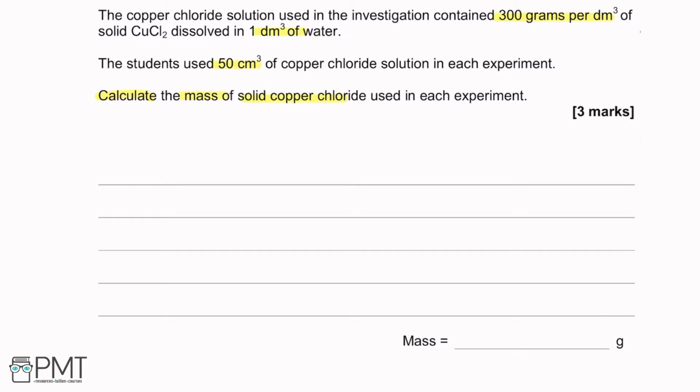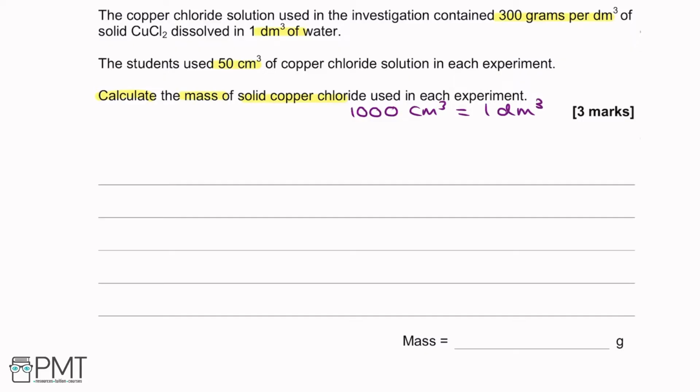So to be able to answer this question, we need to be able to convert between centimeters cubed and decimeters cubed. So we need to know that there are 1,000 centimeters cubed in 1 decimeter cubed. And that's going to really help us in this question.